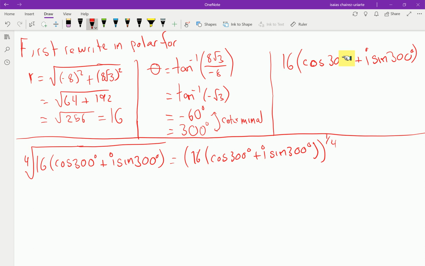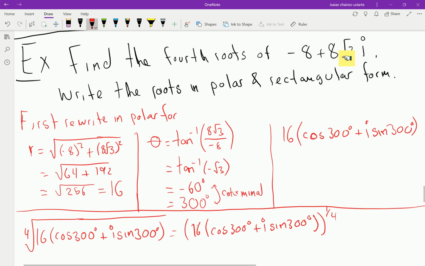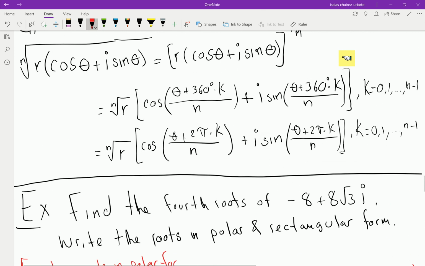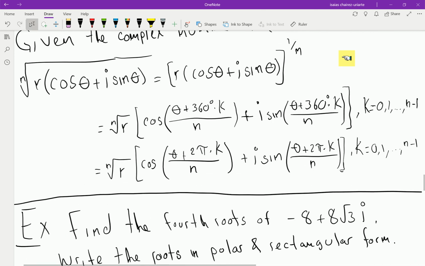Okay, at this point I have to look at DeMoivre's theorem a little bit. Let me go look up here. Alright, so it says that it's going to be the nth root of my radius times cosine of, right now my angle theta is 300, so 300 plus 360k divided by 4. This is a 4 right now because we're taking fourth roots in our example. And k is going to go from 0 all the way to 4 minus 1, so 0 through 3.